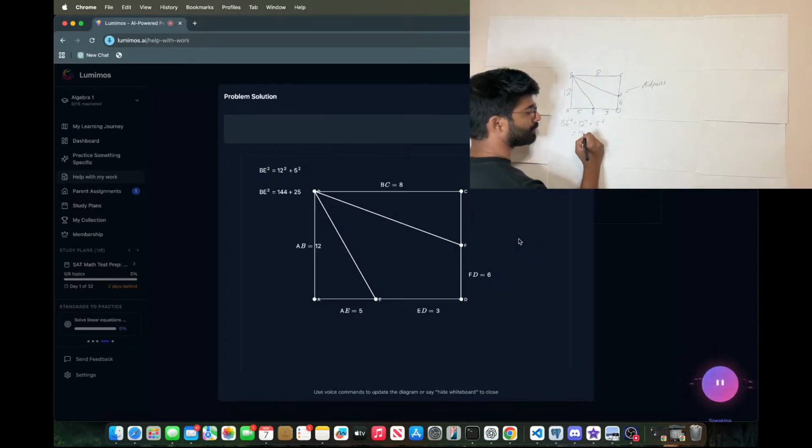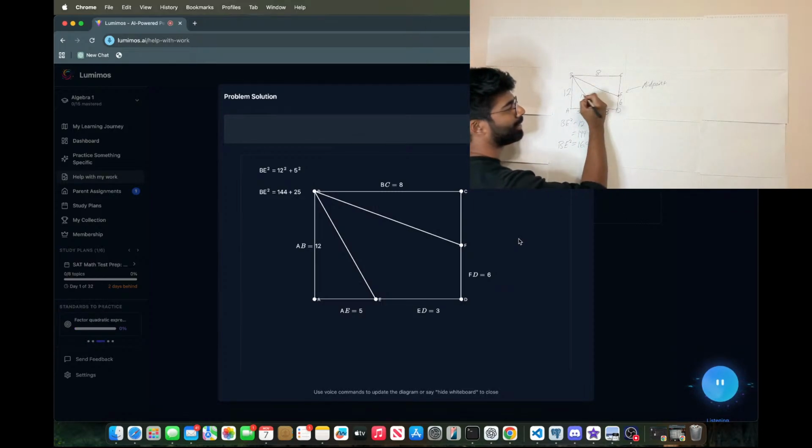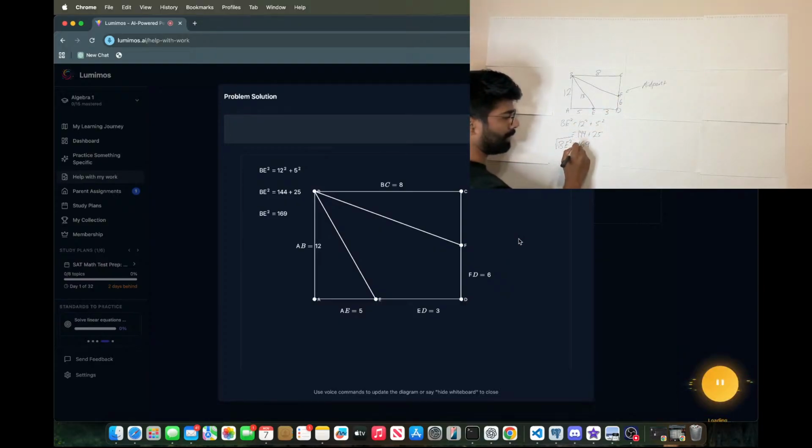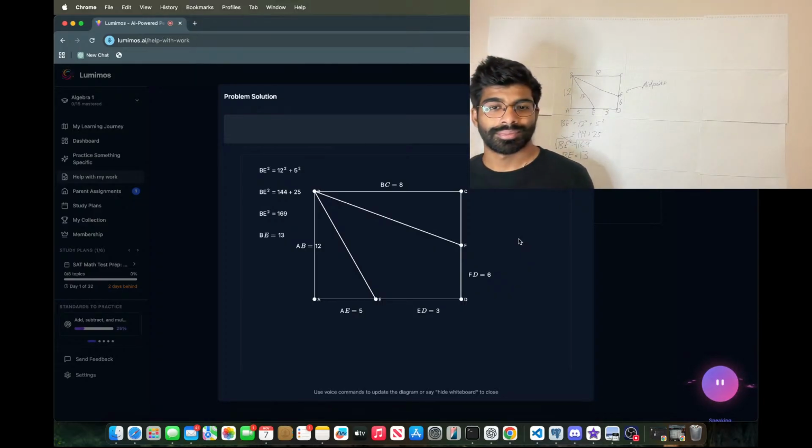Perfect setup. So BE squared equals 144 plus 25. What's that give us? That's going to be BE squared equals 169. And I already know if we take the square root of 169, we get 13. So BE is 13. Exactly. BE equals 13. Now let's tackle BF.